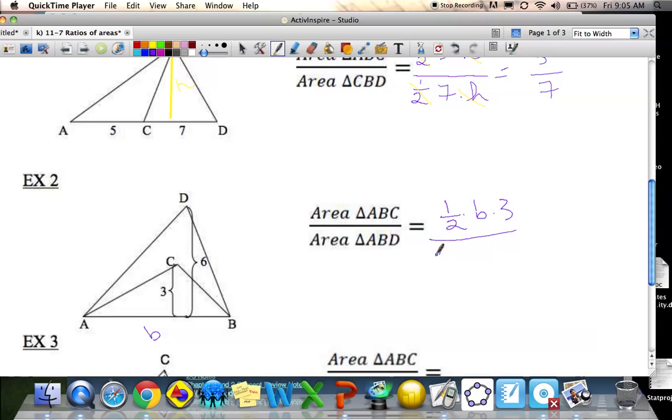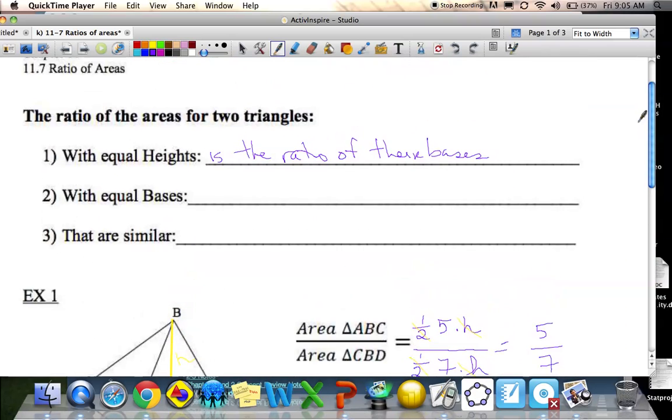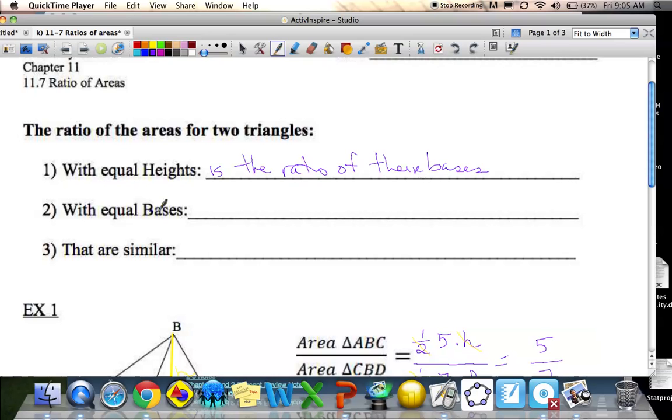And we want to divide that by the area of ABD, which is 1/2 base times height. Canceling things out, the 1/2 and the 1/2 cancel, the B and the B cancel, and the 3 and the 6 remain. So 3 divided by 6, which we can simplify to 1/2. 1/2 or 3/6 is the ratio of these two triangles' heights. So the second relationship is the ratio of the areas for two triangles with equal bases is the ratio of their heights.